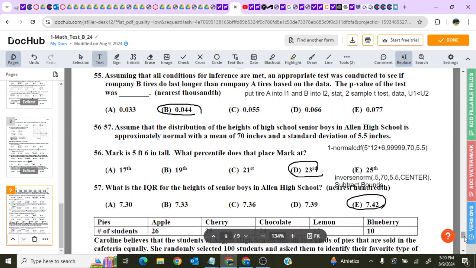Okay, 56. Assume the distribution of heights is approximately normal, mean 70, standard deviation 5.5. Mark is 5 feet 6 inches tall. What percentile is he at?